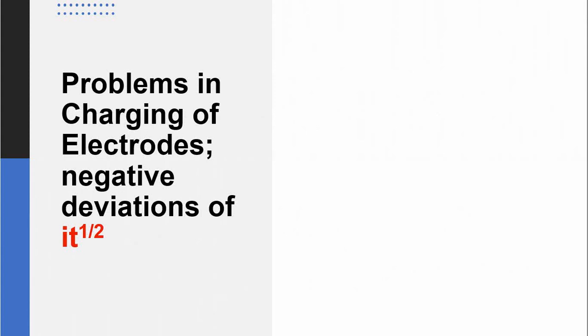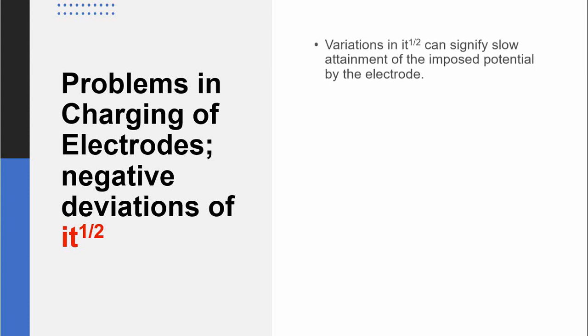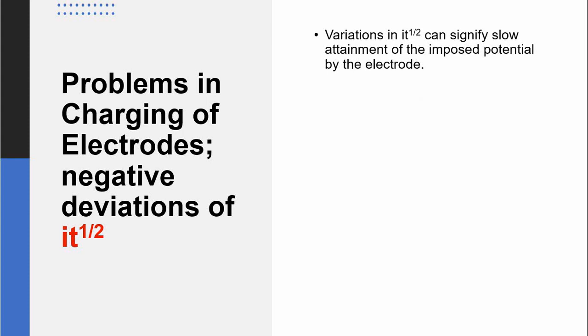Now there could be problems in charging of electrodes, as you saw that electrode must be charged before it actually approaches the step potential. The problems in charging of electrode can lead to negative deviations of the product it to the square root of t, and it shows that variation in this product can signify slow attainment of the imposed potential by the electrode.